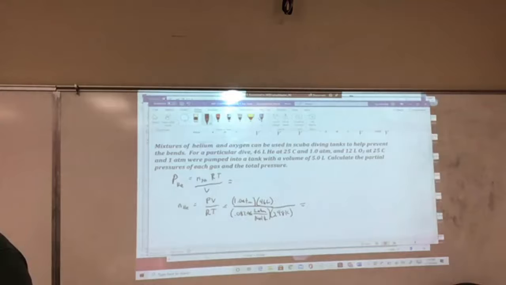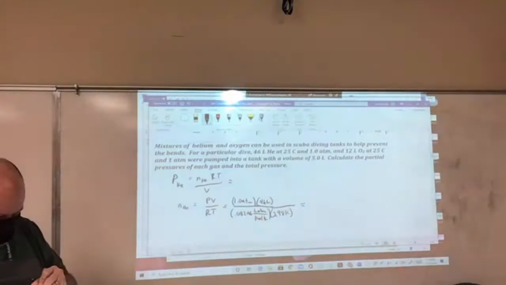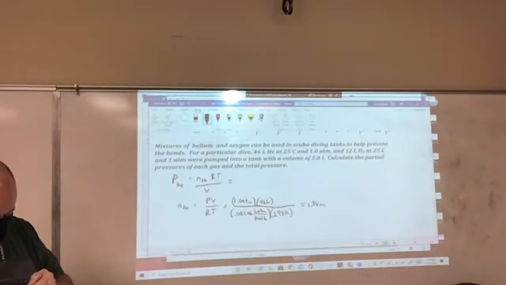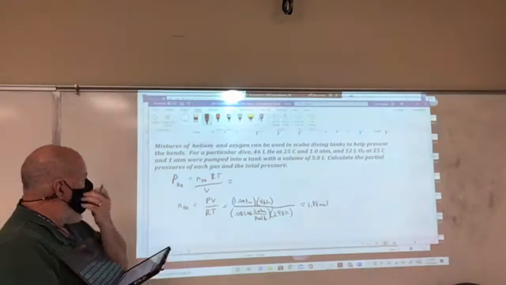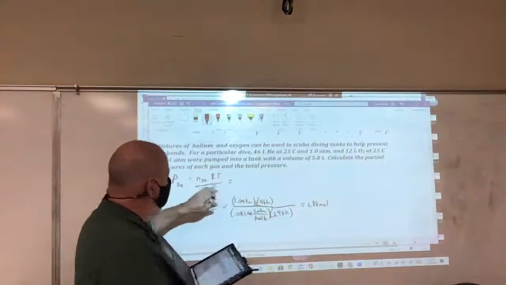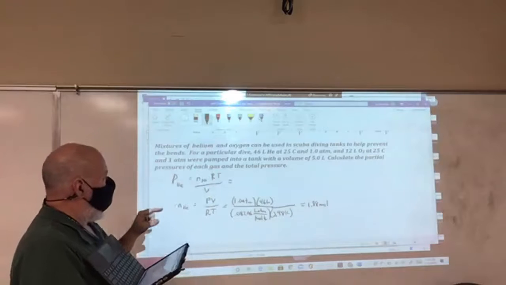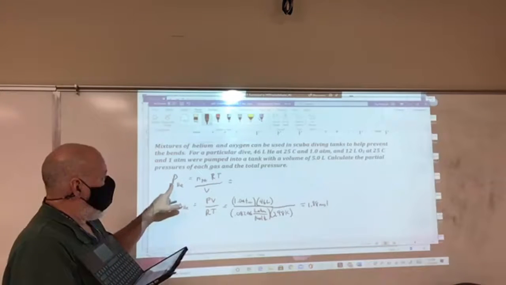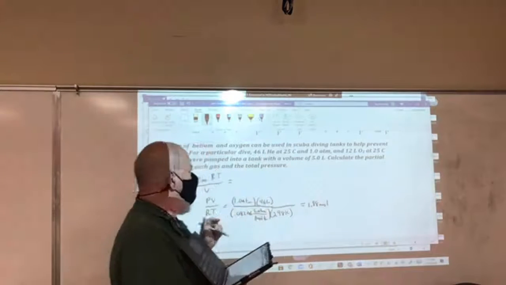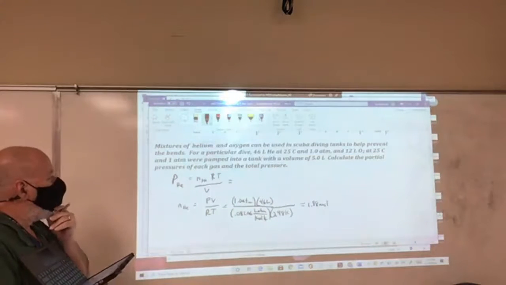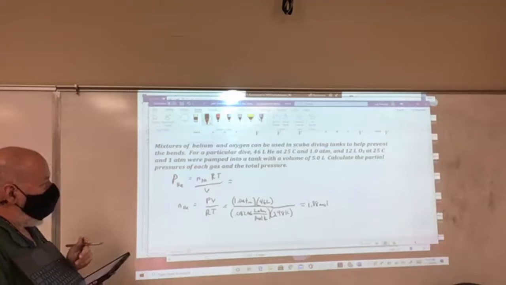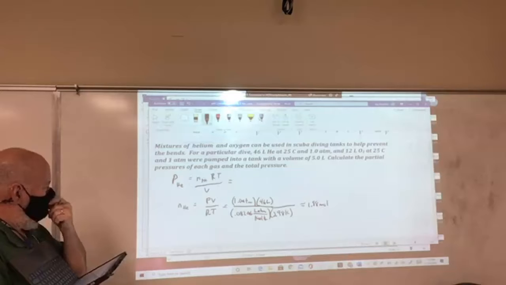So 46 liters divided by 0.08206 times 298. So I get 1.88 moles. Okay. So what's the only thing I'm really changing here when I pump this into the tank? I'm only changing the volume, right? I'm changing it from 46 liters to 5 liters. So I guess I'm wondering if I really needed to find the number of moles. Let's see if it works out to be the same though.